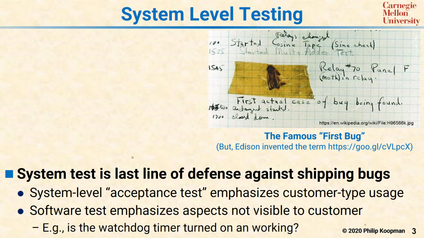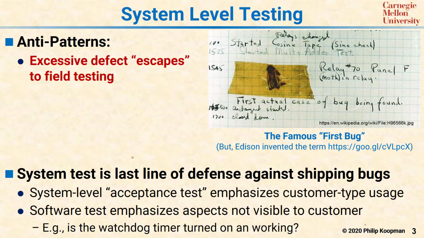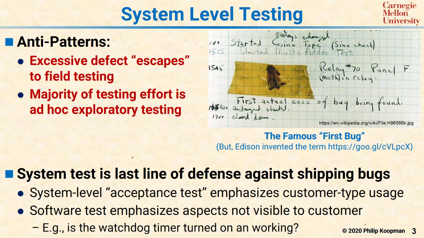The anti-patterns for system-level testing are, first, if you see excessive defect escapes to field testing, in other words, bugs that are not found in testing but are found by customers, that tells you your system-level testing has a problem, and in that case, you probably have problems elsewhere as well. If the majority of system testing effort is ad hoc exploratory testing, probably that system testing is not adequate for an extremely high dependability system.